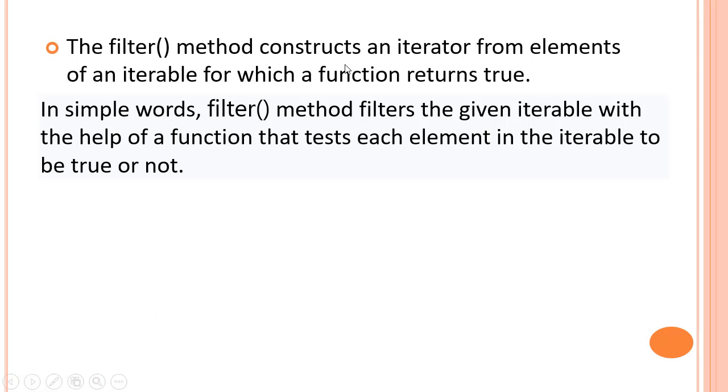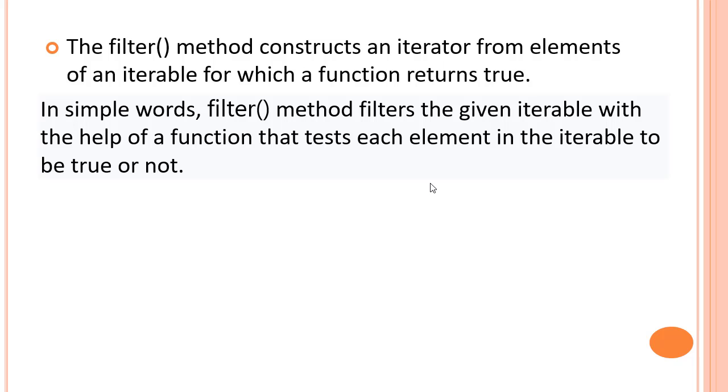A filter method constructs an iterator from elements of an iterable for which a function returns true. I know there are a lot of big words out there. The filter method filters the given iterable with the help of a function that tests each element in the iterable to be true or not. What I mean by this is, let's say you have a function and an iterable. In that function you will be writing some code that returns true or false. So if the condition is true for that element, let's say even and odd.